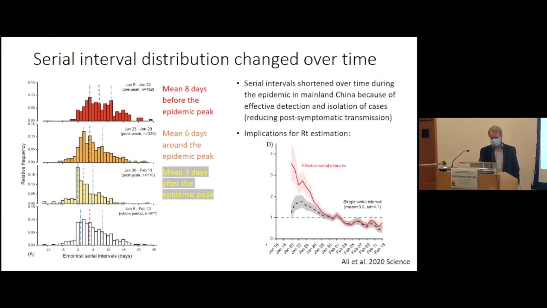So when we estimate the reproductive number, we're typically assuming a constant serial interval distribution over time. And if that's not the case, the red line on the right-hand side shows there are more dramatic changes in the reproductive number than we might have thought. Still working on how to integrate that, but that was a really interesting study.